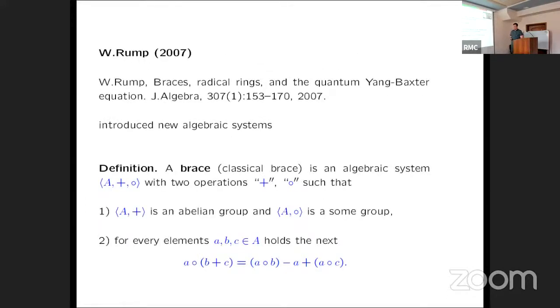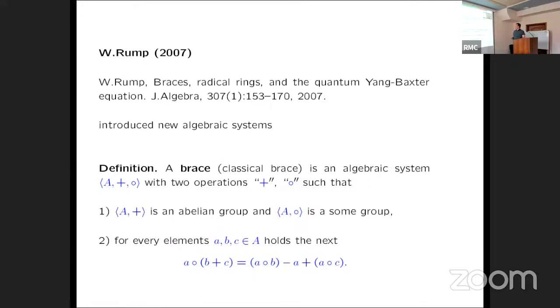At first, I want to give some known definitions and formulate some known results, and after I give a very particular answer to the next question: what may the structures of skew braces be if the additive group is effectively an Abelian group? But first, Rump in 2007 introduced a new algebraic system, and its name is brace.